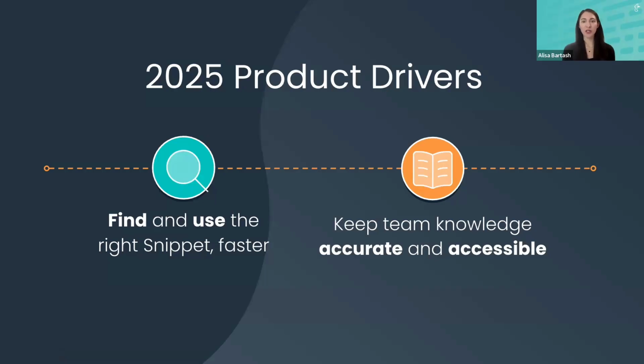So last year, we delivered features that help you find and use the right snippet faster, like the TextExpander icon, and that keep your team knowledge accurate and accessible, like requests and the date picker fill-in. We actually have a webinar that showcases how each of these features work, which I highly recommend you checking out if you haven't seen it already. We're going to drop a link to it in the chat so you can check it out at your convenience, or you can always visit textexpander.com/webinars at any time to watch it.